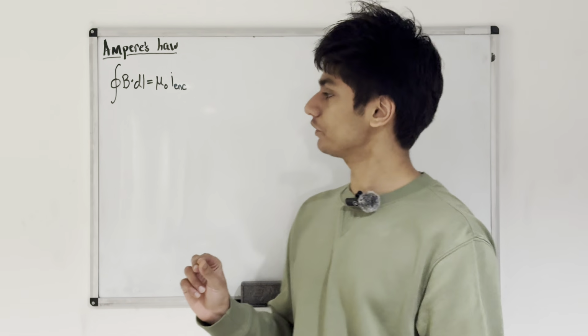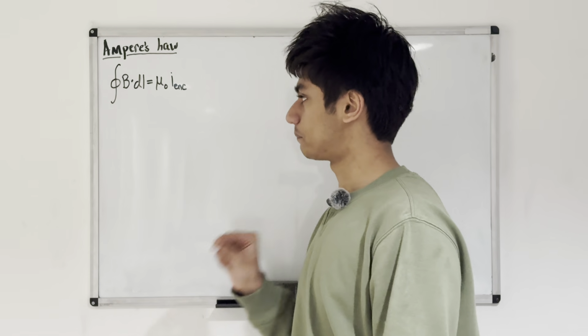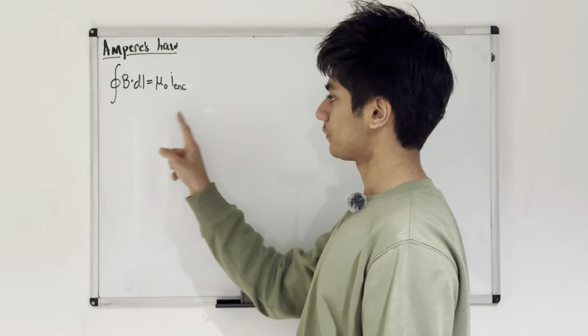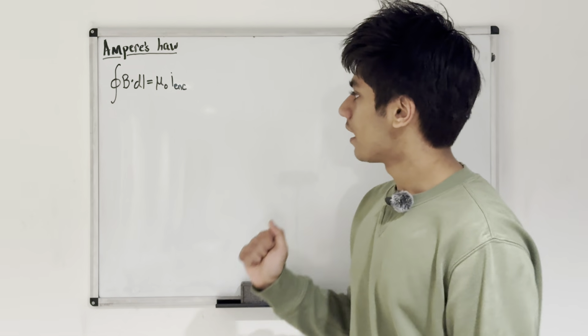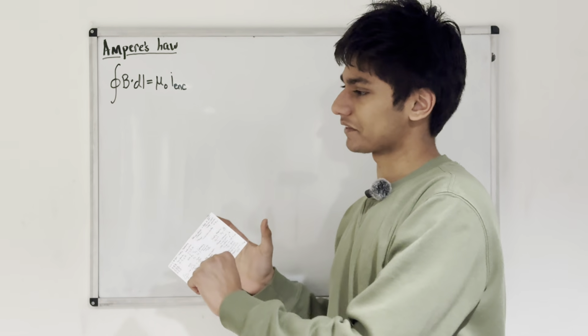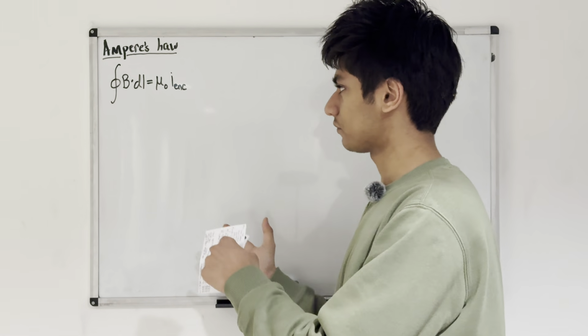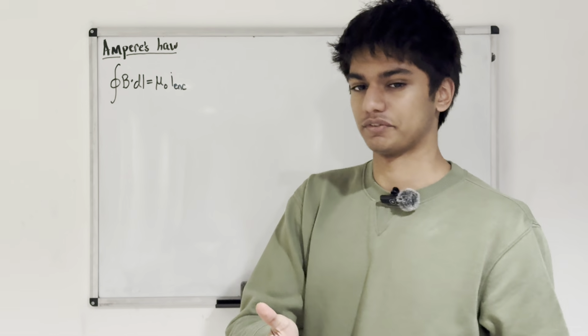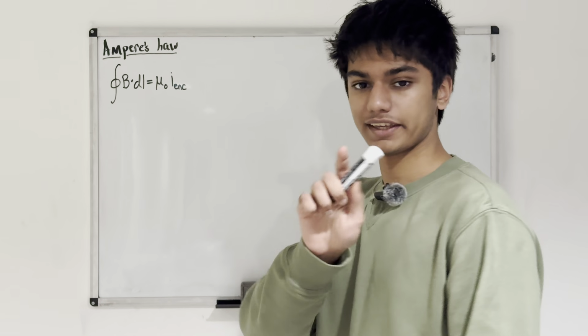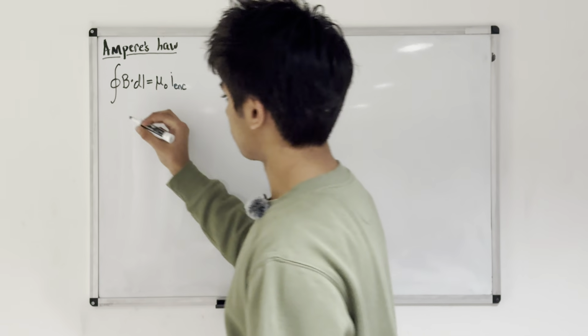To start, Ampere's law states that the line integral of B dot dl is equal to mu naught times I enclosed. If you look at that, it looks very similar to Gauss's law, and in reality it is very similar, and the way we solve these problems is pretty much the same way we solve Gauss's law problems. But there are key differences, and I'm going to highlight these key differences right now.